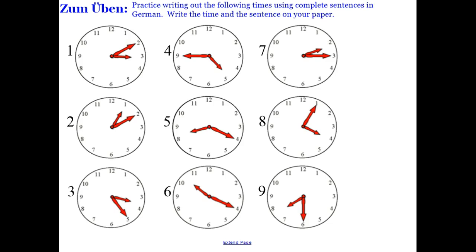At this time, I would like for you to pause this video and take down each of the following analog clocks and write out a sentence for the time being shown on each clock. I will go through these orally. You will need to check your answers based on what you hear.